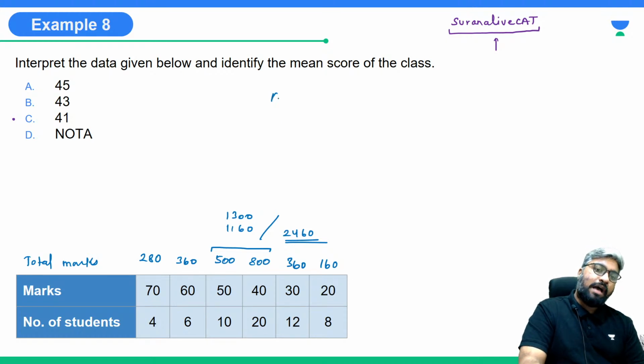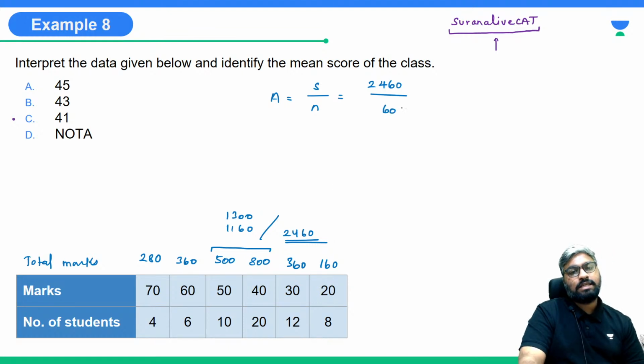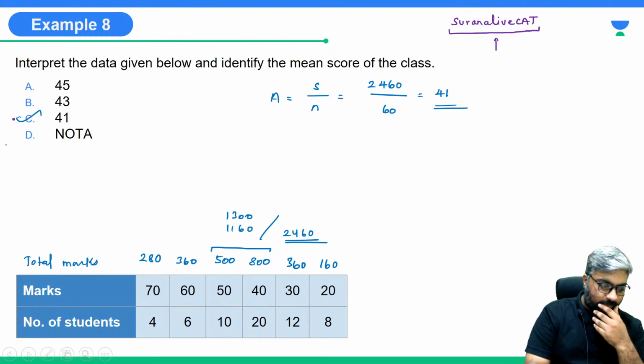So average will be what? Sum of the total scores by number of students. Sum is 2460 divided by total students is 60, which is 41. Very good. Super. Correct, Tirupati. Yes.